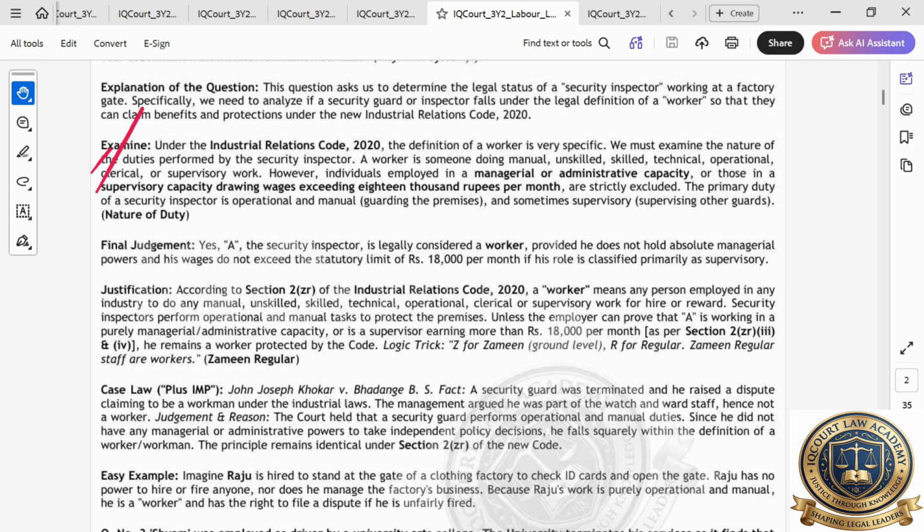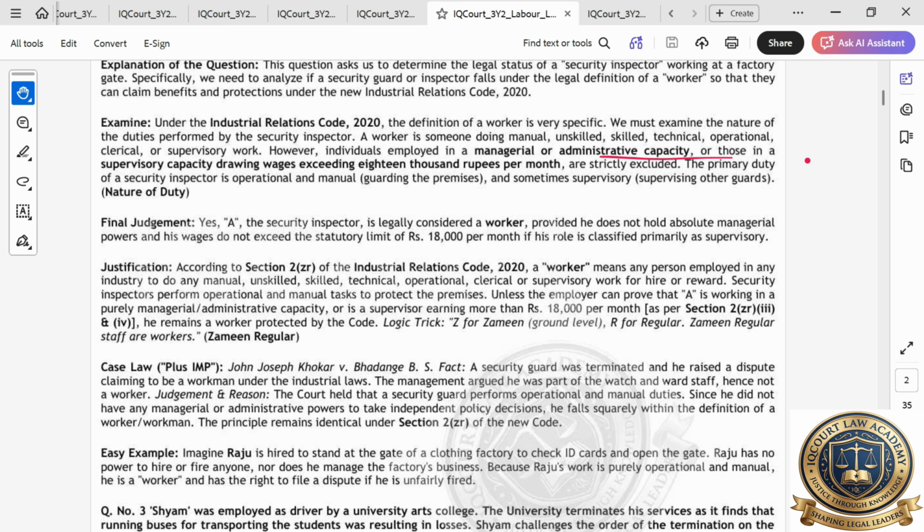Examine under the Industrial Relations Code 2020, the definition of worker is very specific. We must examine the nature of duties performed by the security inspector. A worker is someone doing manual, unskilled, skilled, technical, operational, clerical, supervisory work. However, individuals employed in a managerial or administrative capacity, or those in a supervisory capacity drawing wages exceeding 18,000 per month, are strictly excluded. The primary duty of the security inspector is operational and manual, sometimes supervisory.